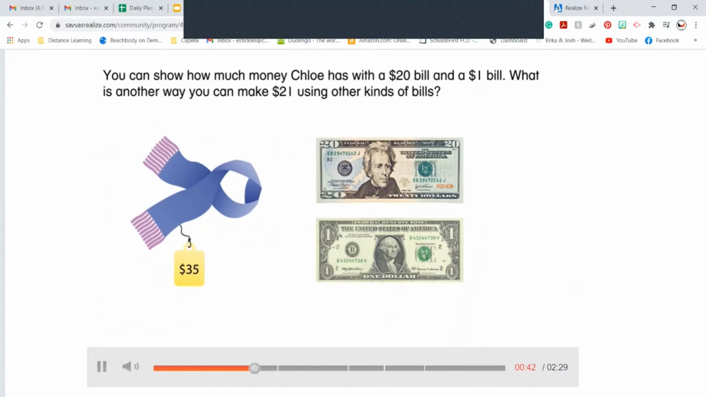You can show how much money Chloe has with a $20 bill and a $1 bill. What is another way you can make $21 using other kinds of bills? We could use smaller bills, so we could use four $5 bills, and that would get $20. And then we could use another dollar bill, so that'd be $21. Or we could use two $10 bills to make $20 and another $1 bill, and that would be $21. Or we could even do 21 $1 bills. There's lots of ways.